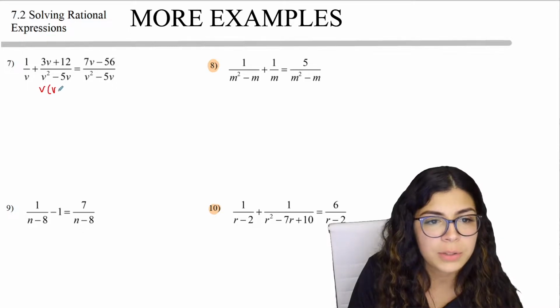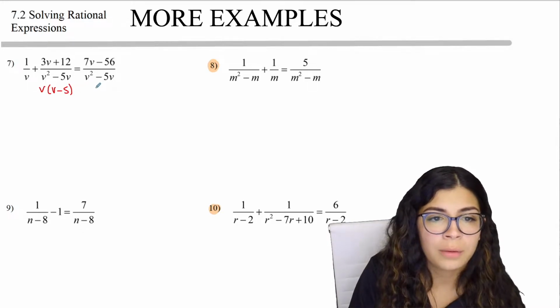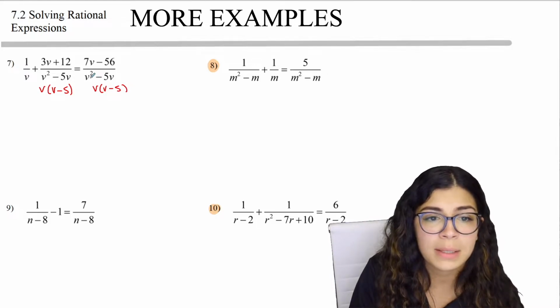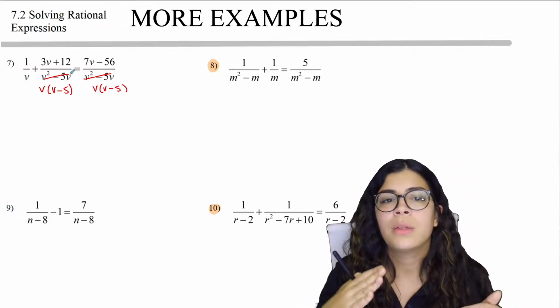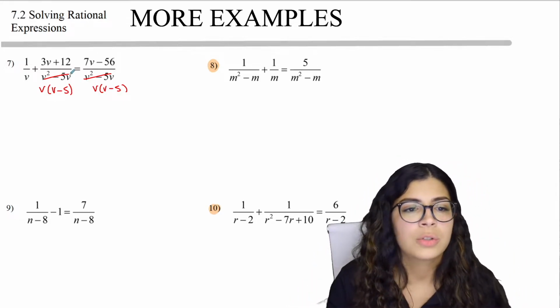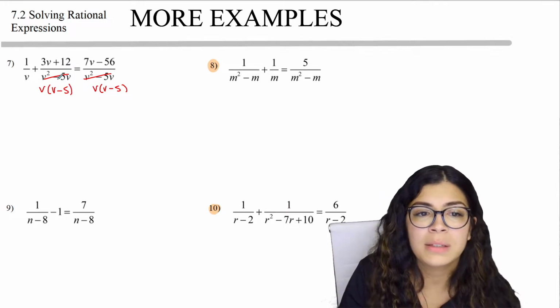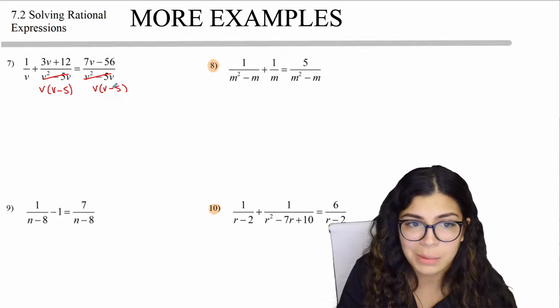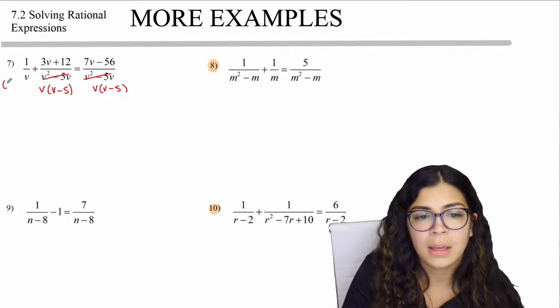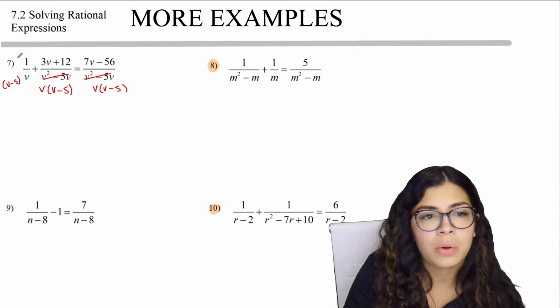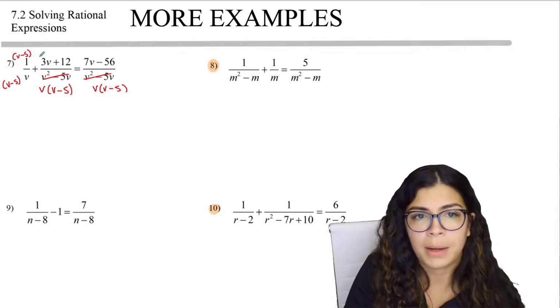Remember, the steps are you want to factor the denominator of all of the fractions. That way you can see which factors are missing for which fractions, and you can multiply those factors in. So notice that both of these two fractions already have the same denominator. We just have this fraction that's missing v minus 5. So I'm going to multiply v minus 5 to top and bottom.